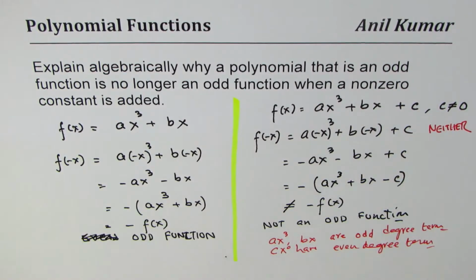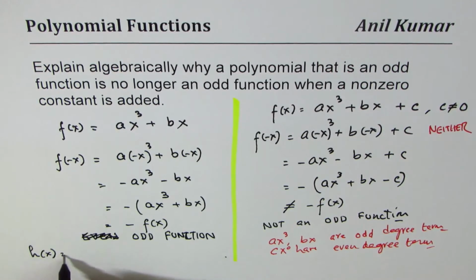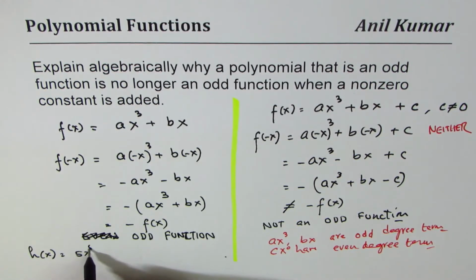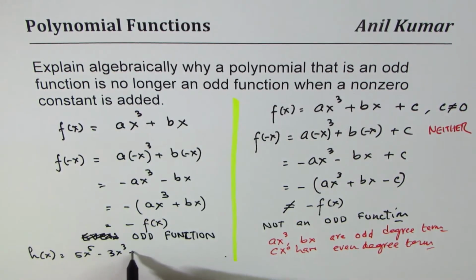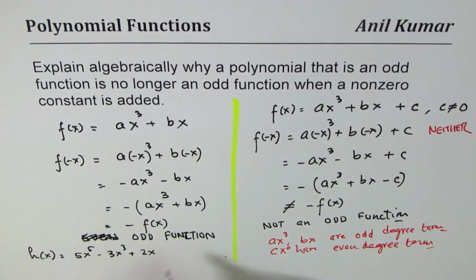So I hope that process is clear, right? Whenever you have a function in which all the terms are odd, you'll get odd symmetry. If you introduce a constant, it's an even degree term. Therefore, the whole function becomes neither. As an example, you can try h of x equals, let's say, 5x to the power of 5 minus 3x cubed plus 2x, and that will be odd. It's an odd function or odd symmetry. But if you introduce, let's say, the term 1, then this becomes neither, correct?